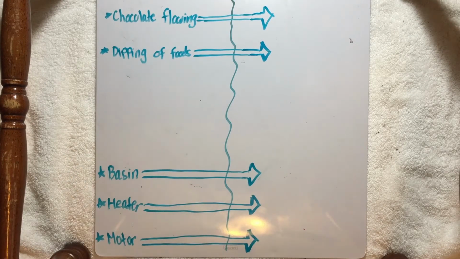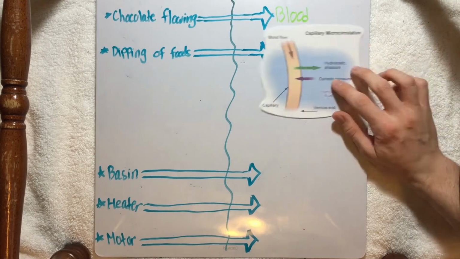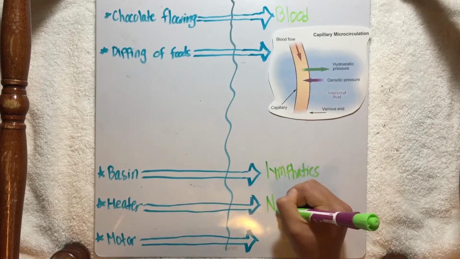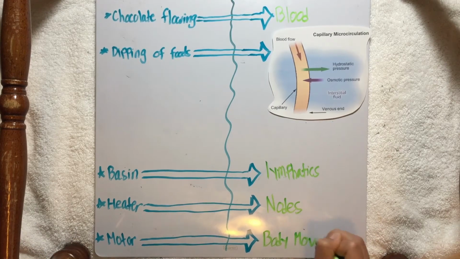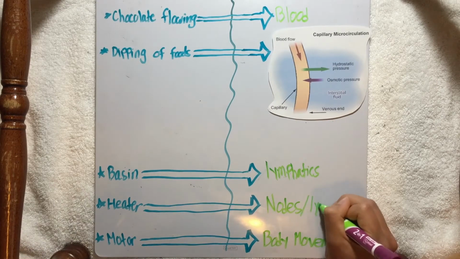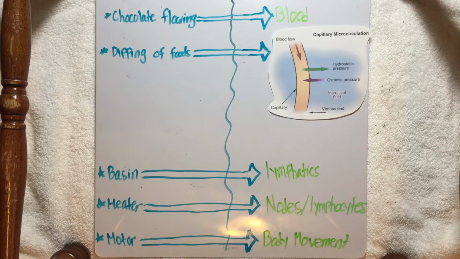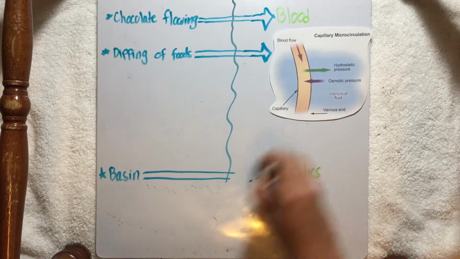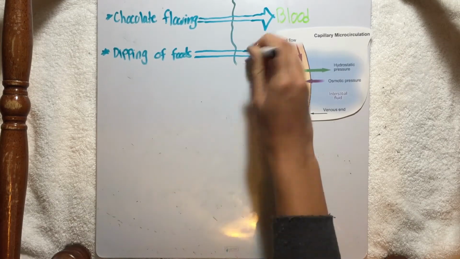The chocolate flowing is just like our blood. Dipping of foods is just like how our blood plasma becomes lymph. The basin is just like our lymphatics, so how we transport lymph and how we hold it and store it. Our heater, that's just like our nodes and our lymphocytes, which clean and filter our lymph. And finally, our motor, which forces our lymph around our body and to circulate, is just like our body movement.